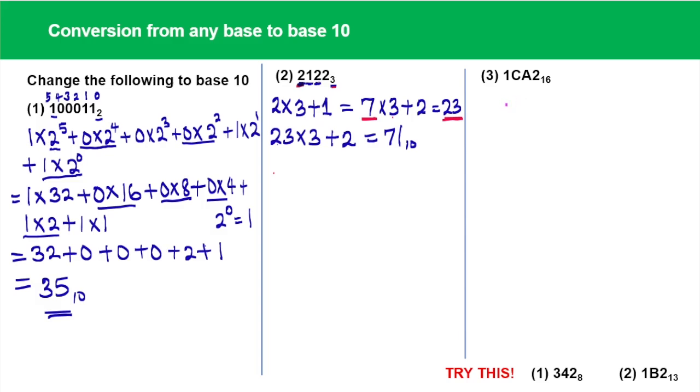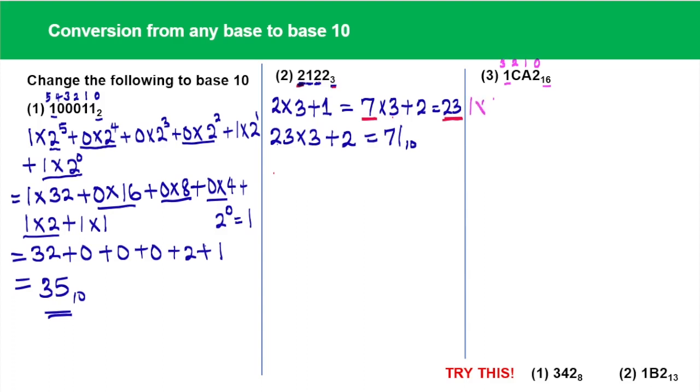Now for example 3, I will use the first method I used in example 1. We'll apply the same method in example 3. Remember, the first thing will be to assign positive powers starting from the right towards the left, beginning from 0. So we have 0, this is 1, this is 2, this is 3. The next step will be to use each digit, multiplies the base, raised to the power assigned to the digit.